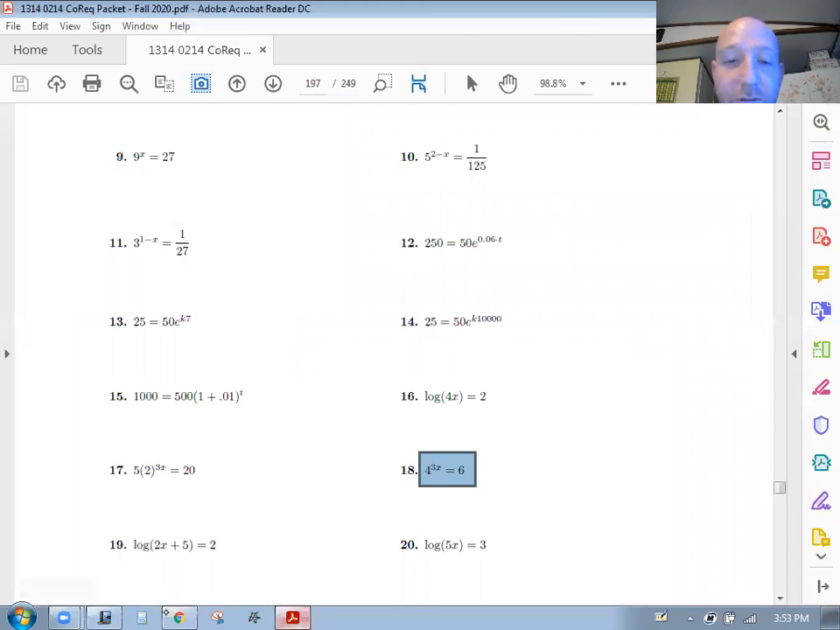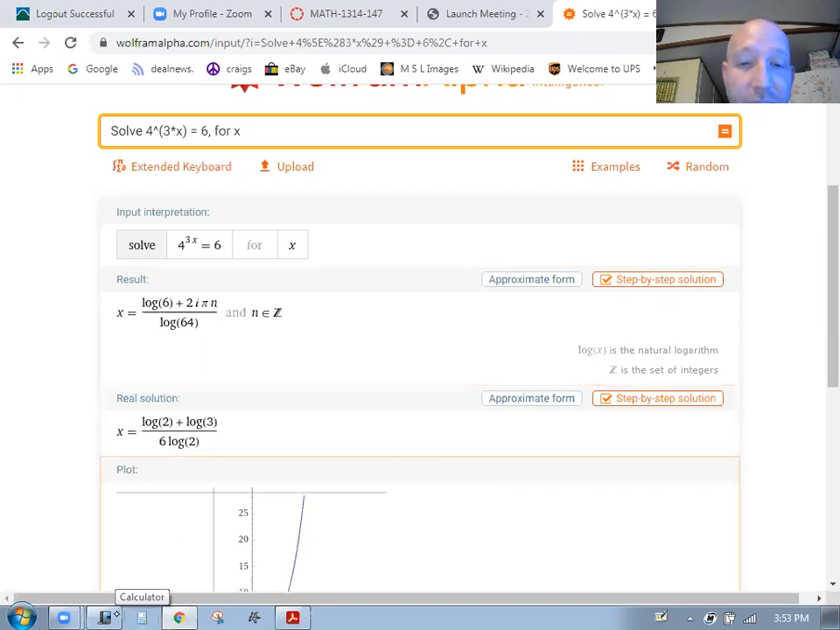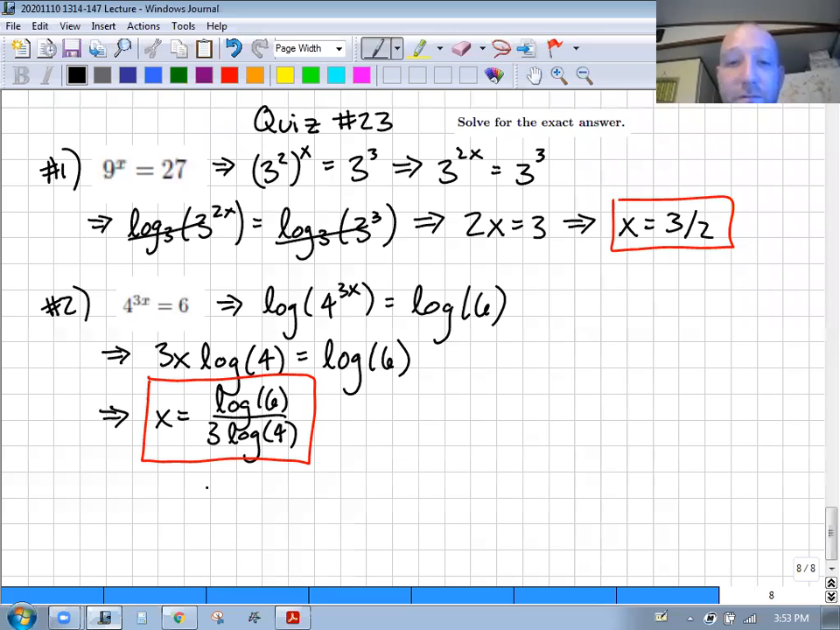Later on, you might learn what you can do with these. The log of 2 and the log of 3 would combine to be a log of 2 times 3, which is a log of 6. And then we have the 6 times log 2, which would be the same thing.